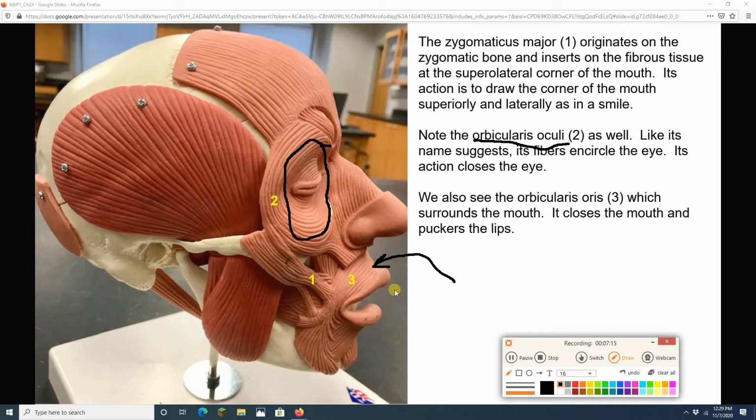Let's say you are whistling. If you are whistling, think about the shape of your lips when you're whistling. Or if you're making a kissy sort of face, puckering or pursing your lips. Those are all actions of the orbicularis oris.